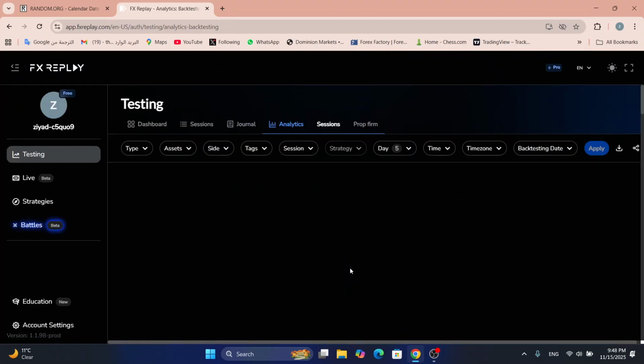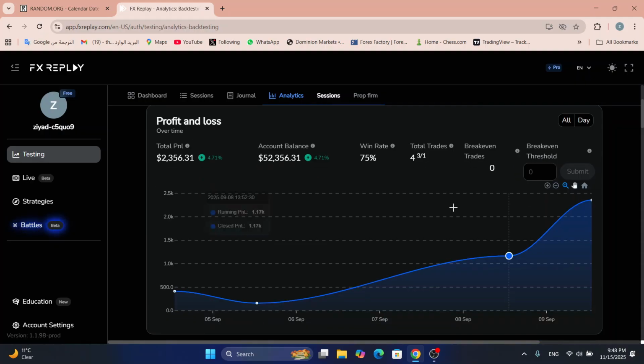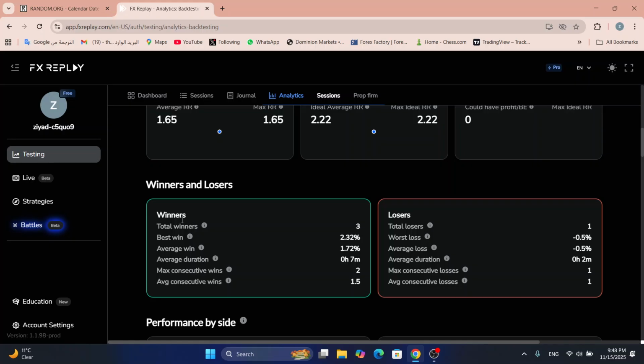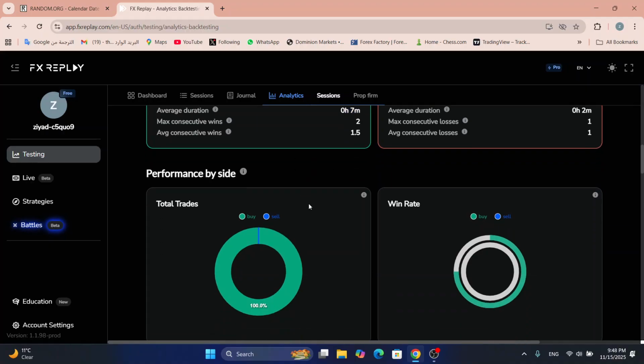Let's check the analytics. Okay, so this shows that I have a 75% win rate over 4 trades. I know it's a few, but because of shortage of time, I cannot do any more. I got to go. I have something to do. So we got 3 winners and 1 loser. The loser was 0.5%, and our winners, the average one is 1.7, almost 2%, and the best one is 2.3%. Duration is like 7 minutes.